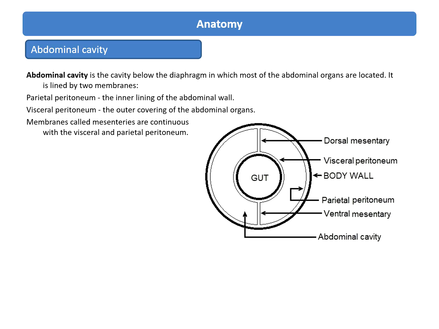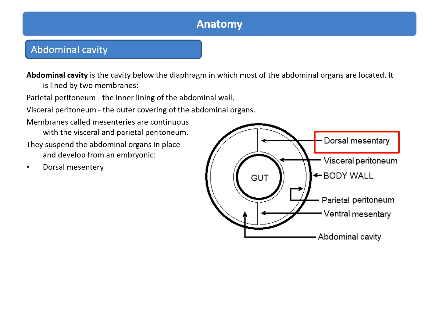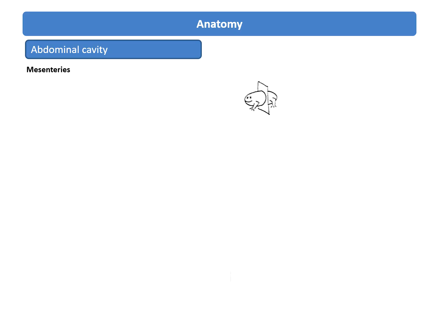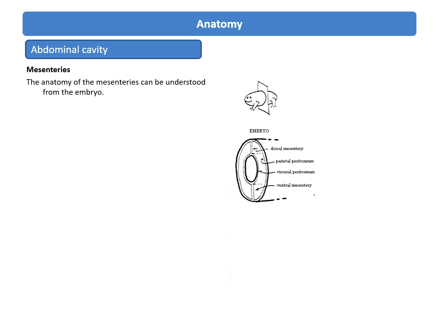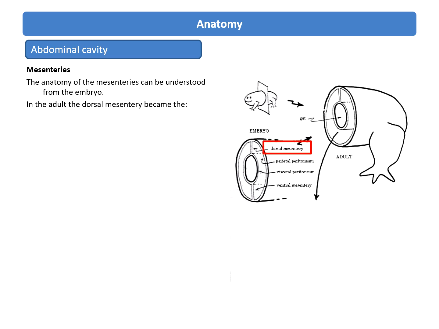Membranes called mesenteries are continuous with the visceral and parietal peritoneum. They suspend the abdominal organs in place and develop from embryonic dorsal mesentery and ventral mesentery. Let's look at the mesenteries in a little more detail. The anatomy of the mesenteries can be understood if we first look at the embryo.